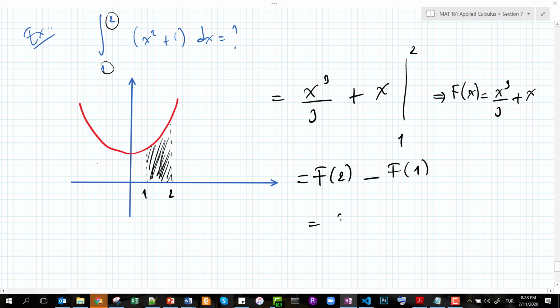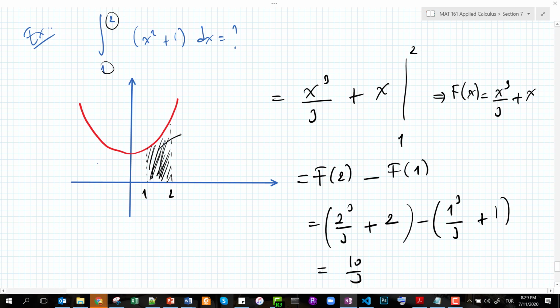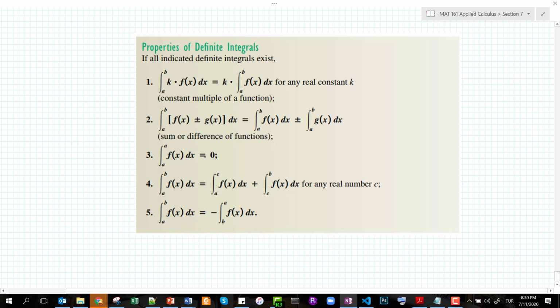What is F of 2? F of 2 is equal to 2 cubed over 3 plus 2, minus 1 cubed over 3 plus 1. So if you calculate this value, that's going to be my end result. If you calculate this value, it is going to be equal to 10 over 3, which is the area. We can just basically say this result.